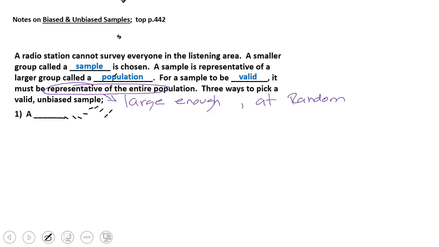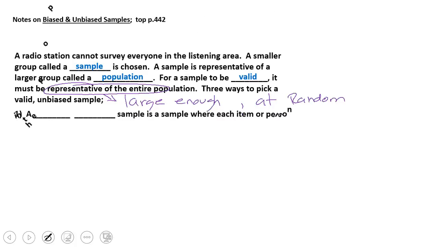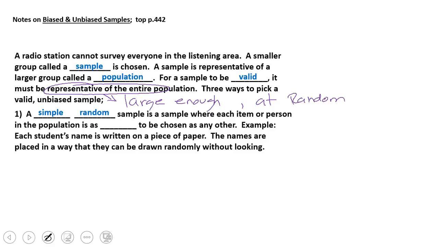They are, the first one is called a simple random sample. It is a sample where each item or person in the population is as likely, we just talked about it, to be chosen as any other. And the example: each student name is written on a piece of paper. The names are placed in a way that they can be drawn randomly without looking.